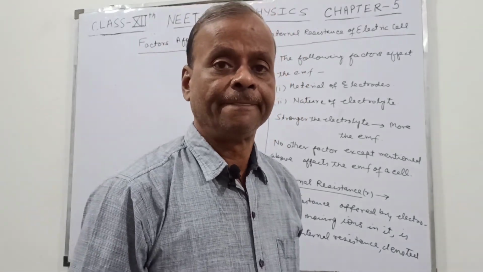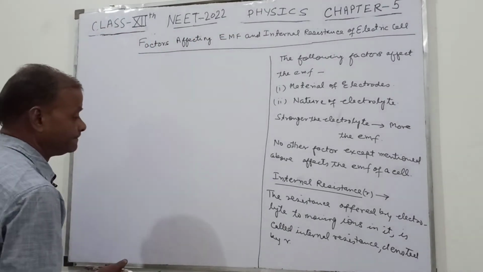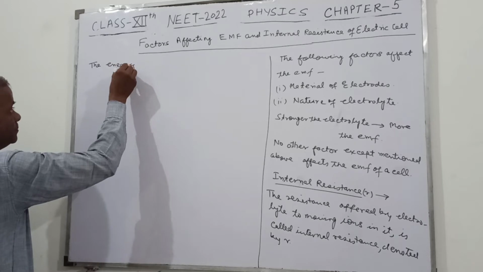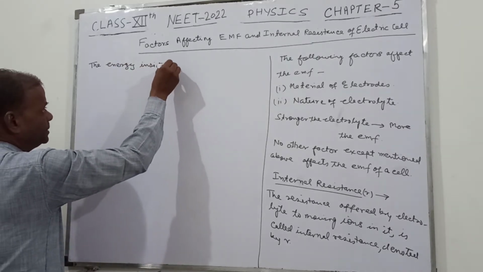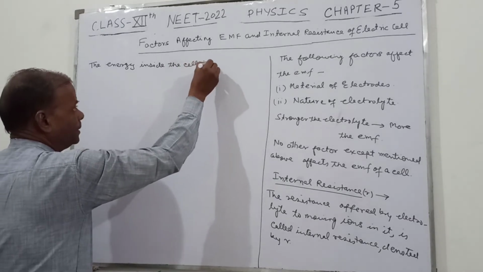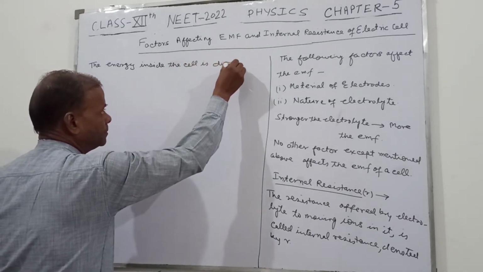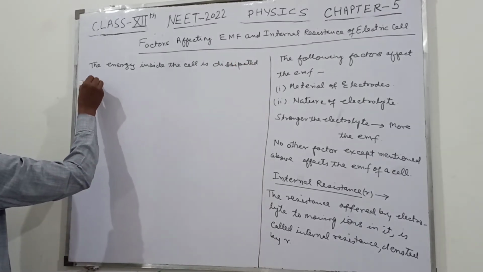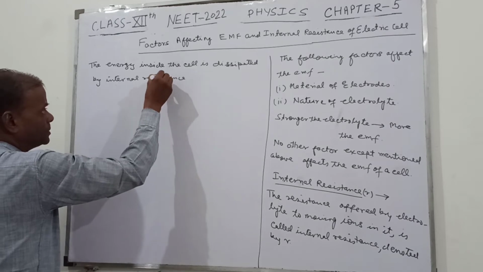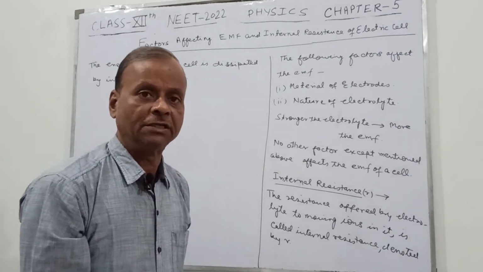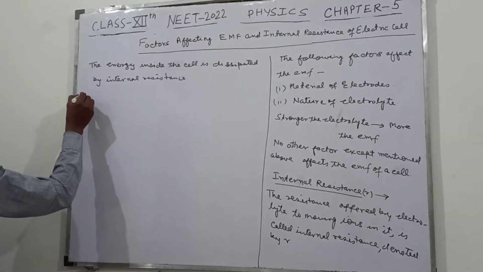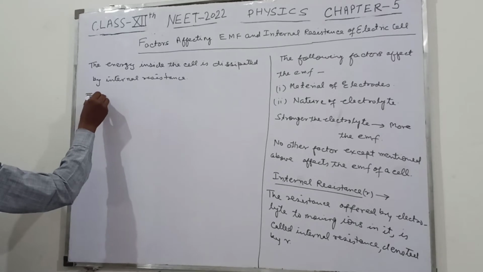So it dissipates the energy. The energy inside the cell is dissipated by internal resistance. The potential drop.